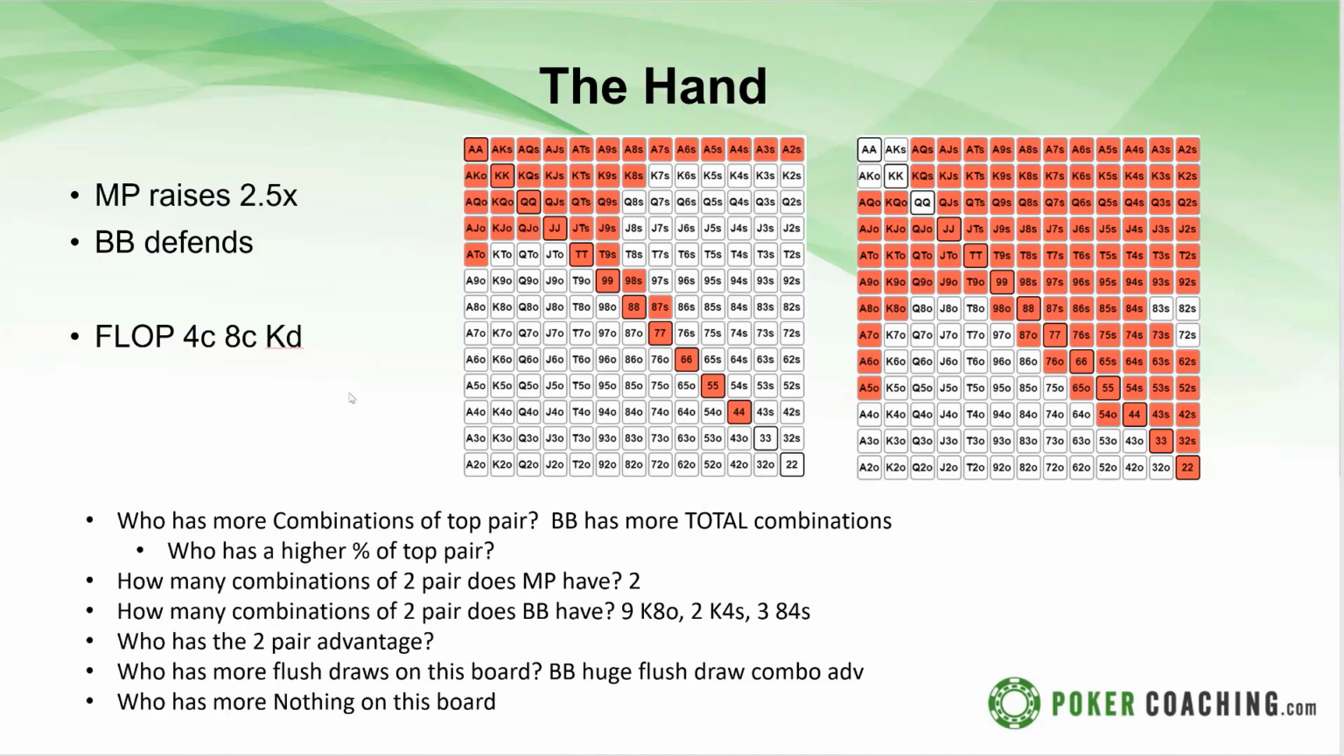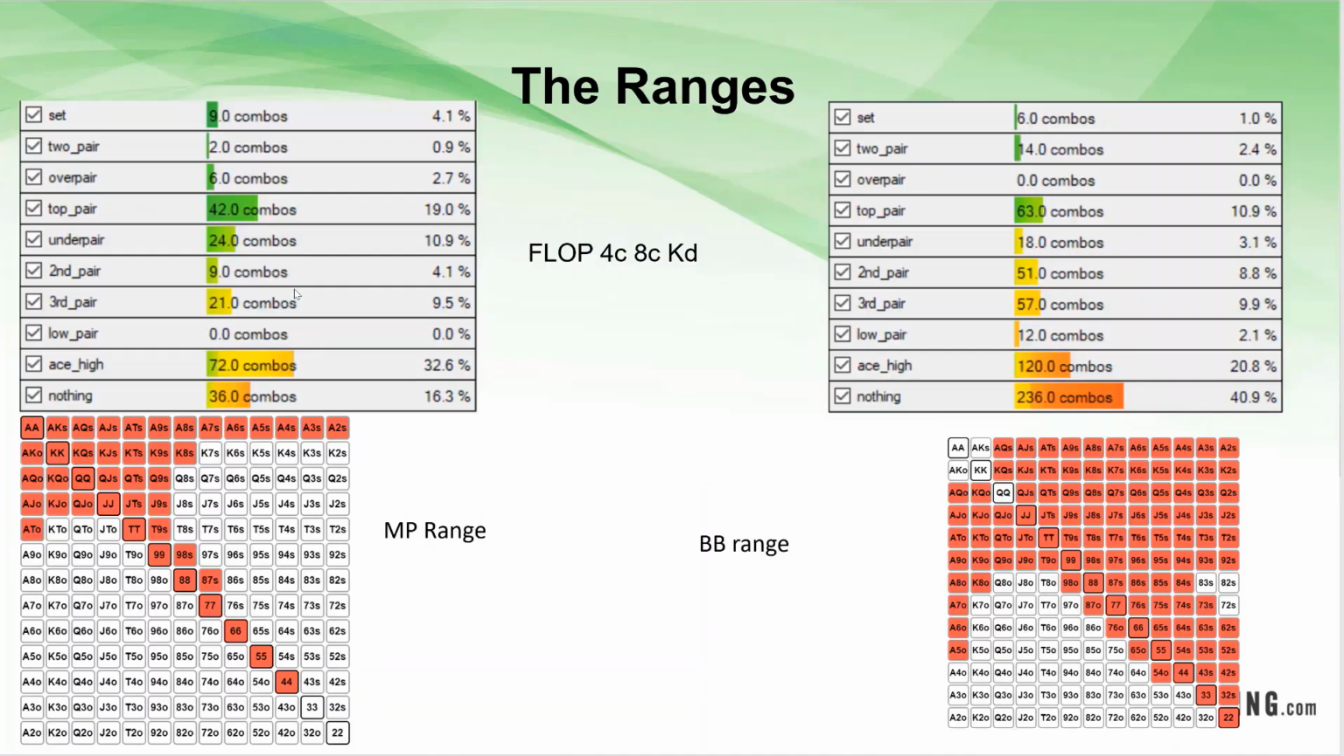So we looked at this. Big blind has more total combinations of top pair, more total combinations of 2 pair, and more flush draws. So why does the in-position player have a 61% equity advantage? And it all comes back to this first question I asked, who has the higher percentage? And it has to do with the range composition, and this is what we're going to look at here.